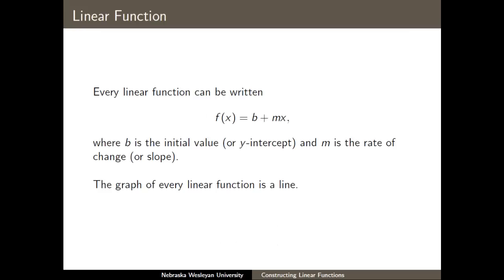Let's recall that every linear function can be written in the form f of x equals b plus mx. b is the initial value, the initial data, or the y-intercept if you're thinking graphically, and m is the rate of change, or again, if you're thinking of a graph, then you might call the m the slope. And it's also important for us to remember that the graph of every linear function is a line.